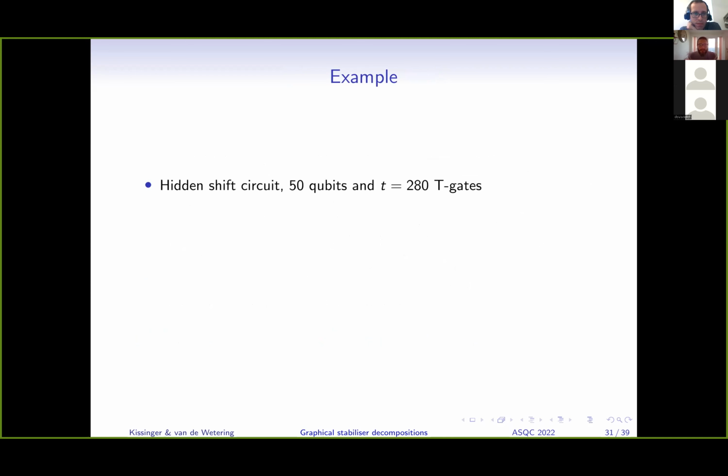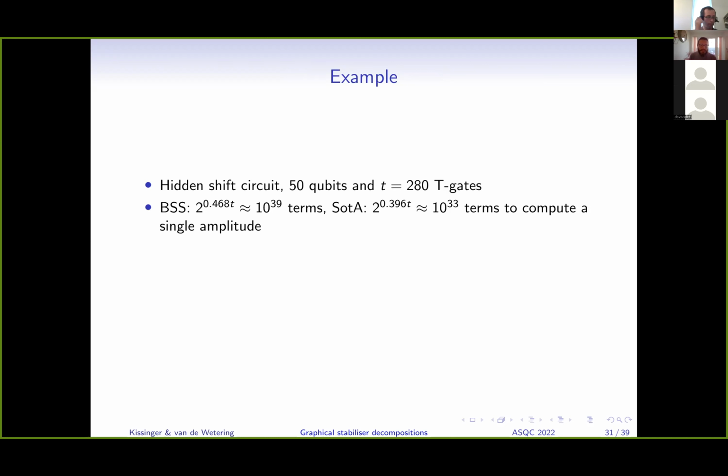It's just a particular circuit for solving the hidden shift problem with 50 qubits and 280 T gates, which actually came from CCZ gates, which we decomposed as T gates. Doing the Ravi-Smith-Smolin decomposition, this will take 10 to the 39 stabilizer terms, and even the state of the art will take 10 to the 33 terms to compute an amplitude, which is not practical because, assuming 1 nanosecond per term, this will take way longer than the age of the universe.